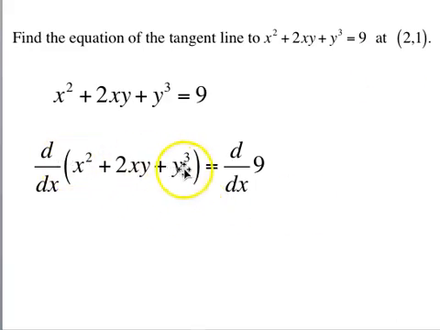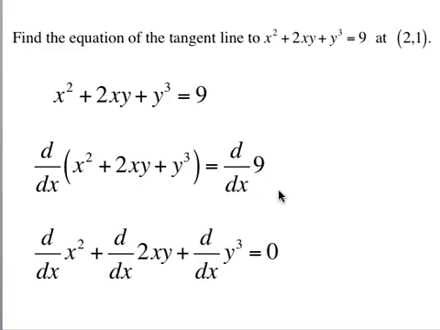The derivative of the sum is the sum of the derivatives. Derivative with respect to x of x squared plus the derivative with respect to x of 2xy plus the derivative with respect to x of y cubed is the derivative with respect to x of 9. The right-hand side is the easiest. The derivative of a constant function is always 0. So now we're here, and we need to go ahead and evaluate each of those derivatives.